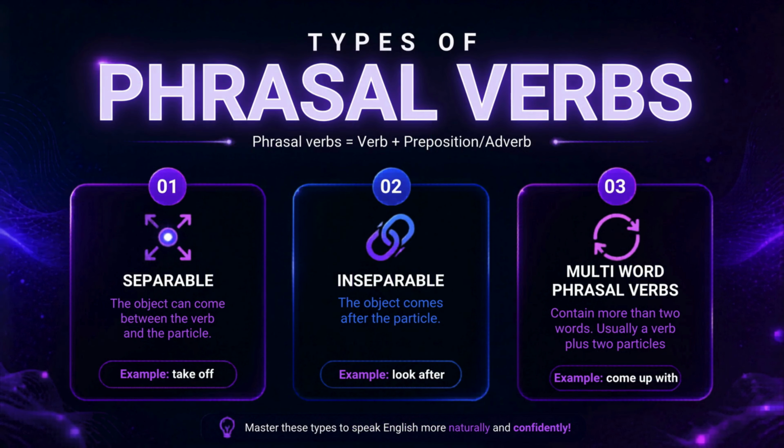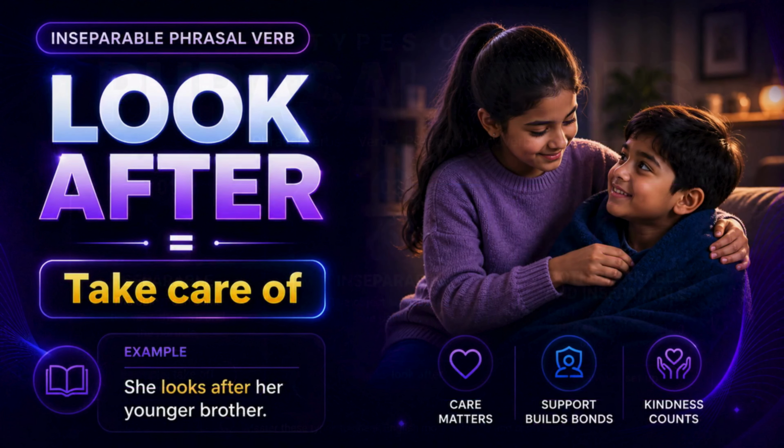Second, inseparable phrasal verbs. In these, you cannot separate the words. They must stay together. For example, look after. You must say, she looks after her younger brother. You cannot say, she looks her younger brother after. That would be incorrect. So, these phrasal verbs cannot be split.